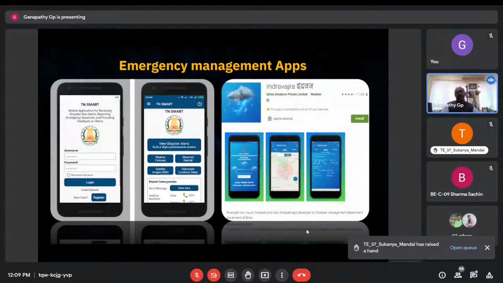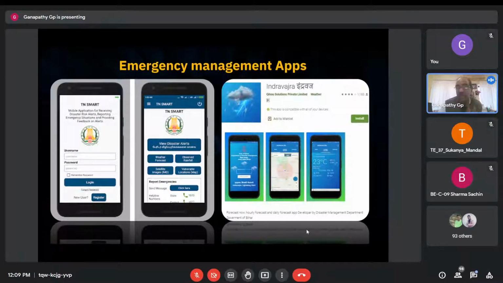And we have emergency management apps available. For example, in Tamil Nadu, we have this TN Smart, so you can find out whether disaster alert, weather forecast, rainfall forecast, satellite data, and vulnerable locations. And Indra Vajra is nothing but an app where you can find out, for the next 15 or 20 minutes, how many lightning strikes are going to hit your area. You can even find that out from this app.